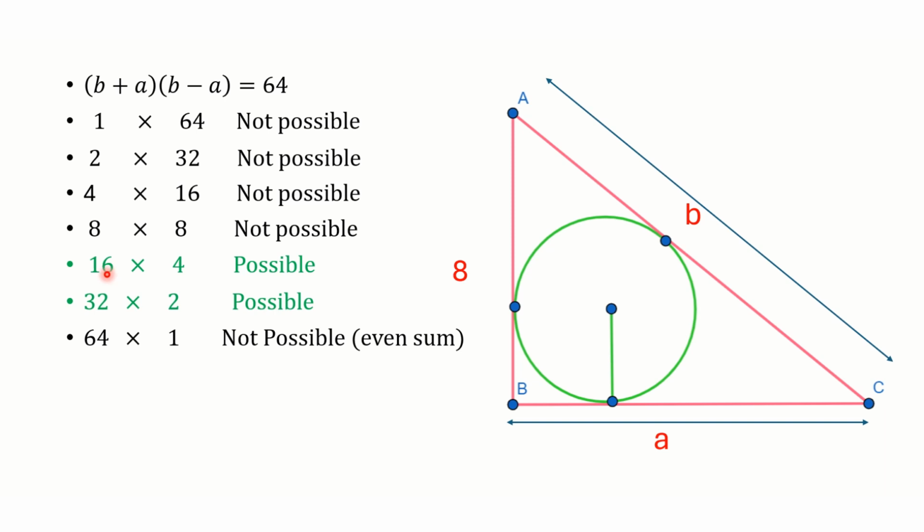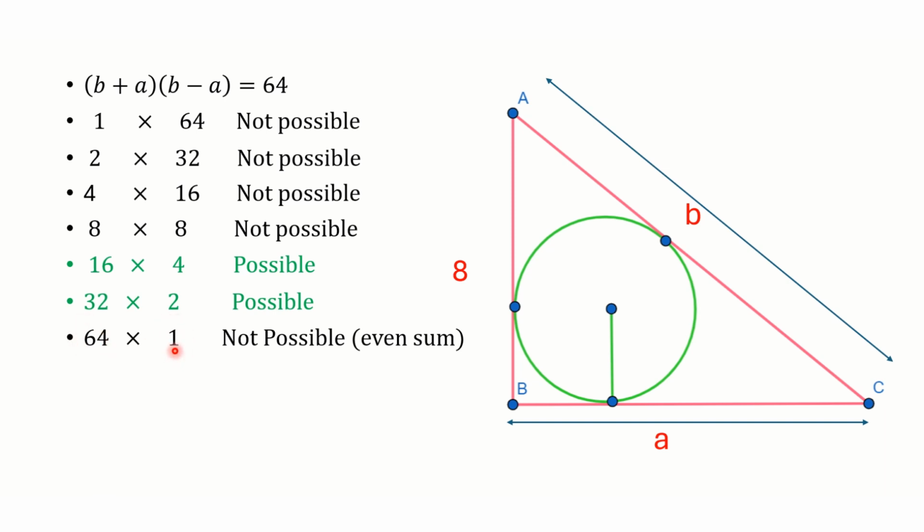Because in this case the first number is 16, that is the larger number, bigger number, and the second number is 4, that is a smaller number. So this is possible. Similarly, this case is also possible. First number is larger than the second number. This is also possible because this is a larger number, this is a smaller number.